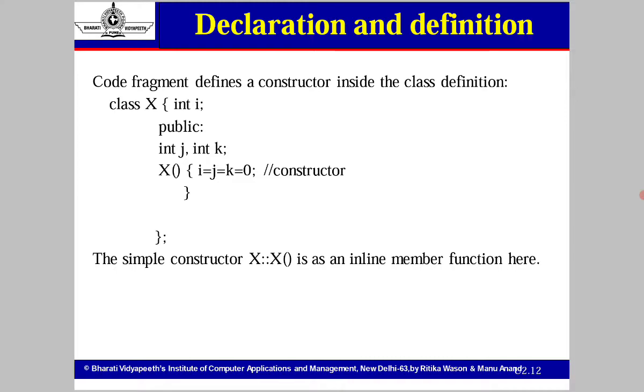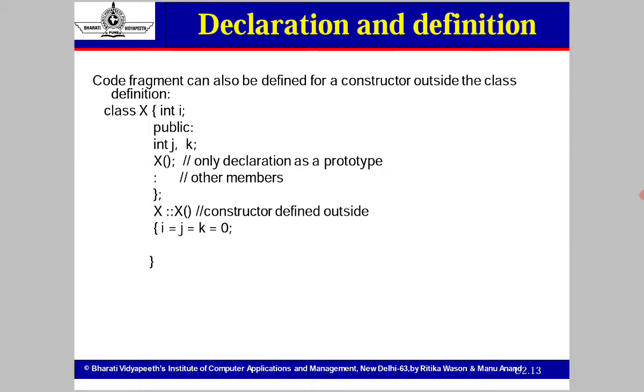X with empty brackets means there are no parameters or arguments passed, so it is called a default constructor. In that, we initialize all the variables, the local and public variables, like i = j = k = 0. That is called a constructor. The simple constructor X::X() is an inline member function.